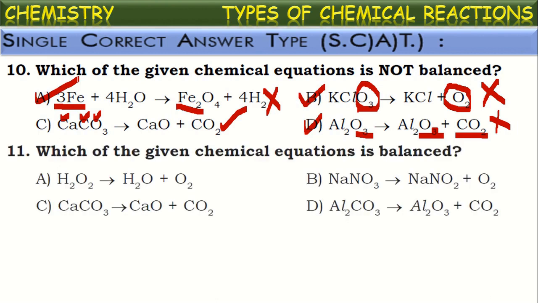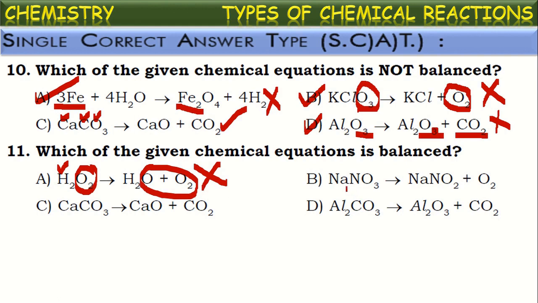Okay, next one. Which of the given chemical equations is balanced? See, balanced equation means, as we told, the equation in which the number of atoms of all the elements are the same on both the sides. That equation is said to be a balanced equation. See the first one. If you see hydrogens, two hydrogens are here. Right hand side also two hydrogens. So hydrogens are balanced. What about oxygens? Here two are there, but here 1 plus 2, totally 3 oxygens are there. But here only 2. So oxygen atoms are not balanced in this equation. We can say it is an unbalanced equation.